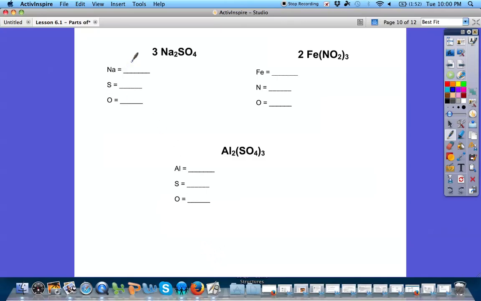Welcome back. You should have got 6 sodium, 3 sulfur, and 12 oxygen. You should have got 2 iron. You should have got 6 nitrogen, so 3 nitrogen, but then there's 2 of them, so 6. 3 times 2 is 6, times 2 is 12 oxygen, 2 aluminum, 3 sulfur, and 12 oxygen.